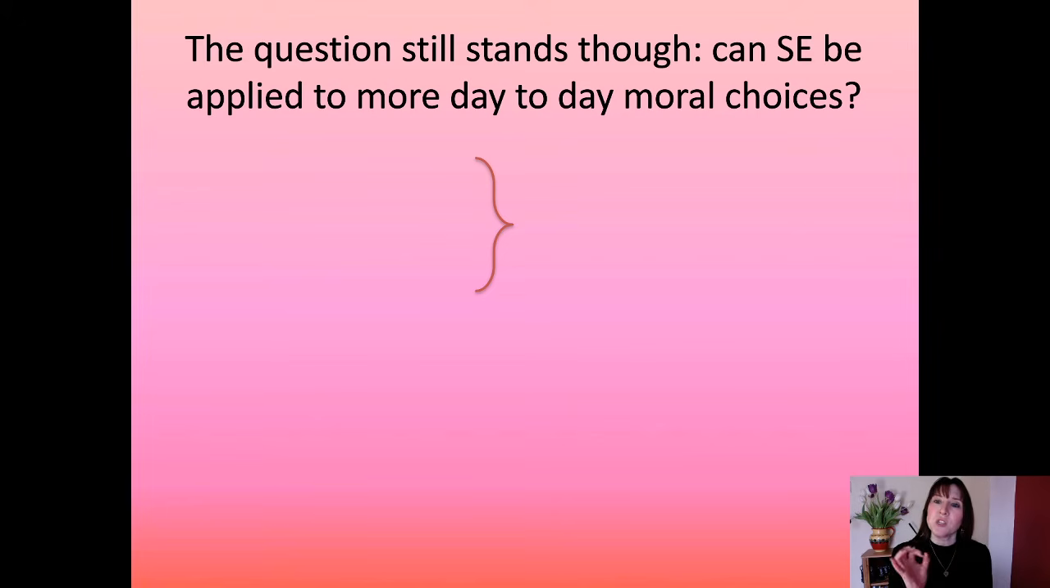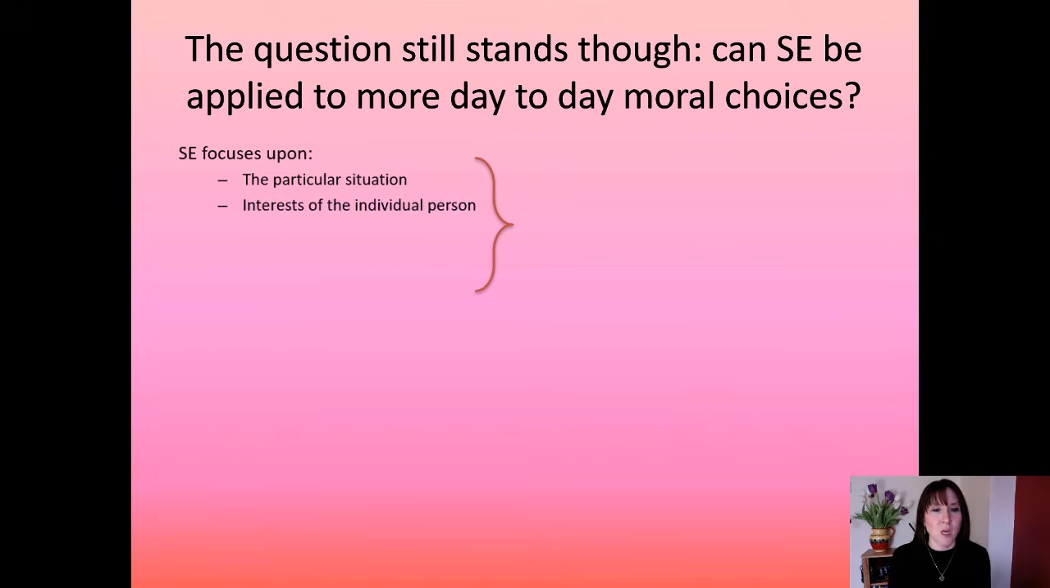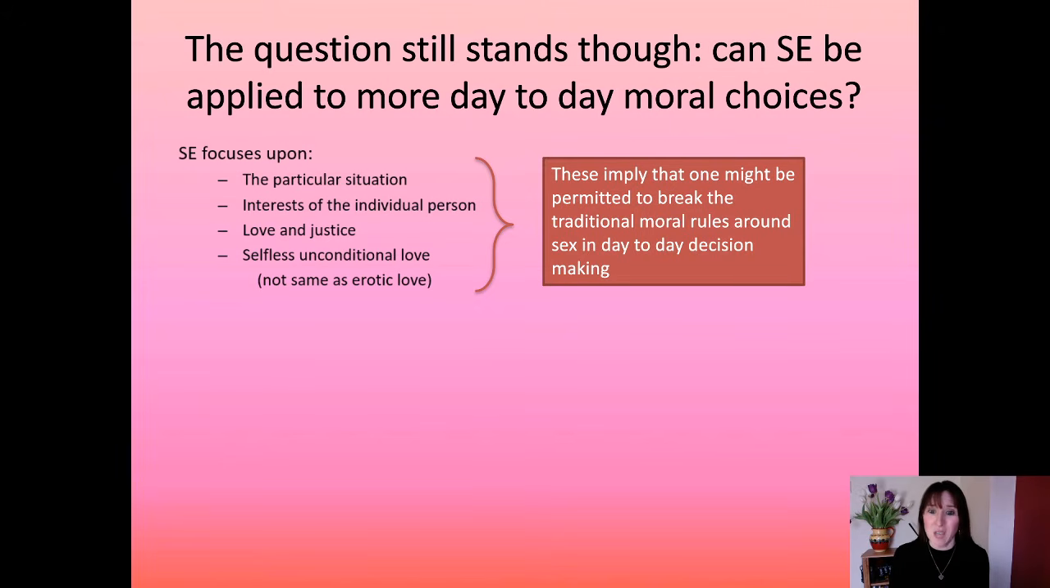The question still stands though: can situation ethics be applied to more day-to-day moral choices? Situation ethics focuses upon the particular situation, the interests of the individual person, love and justice, selfless, unconditional love, which is not the same as erotic love. So, yes, these imply that one might be permitted to break the traditional moral rules around sex in day-to-day decision-making if love is promoted, if it's justice, if it's unconditional, if the particular situation allows it.